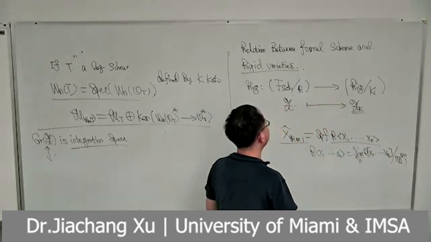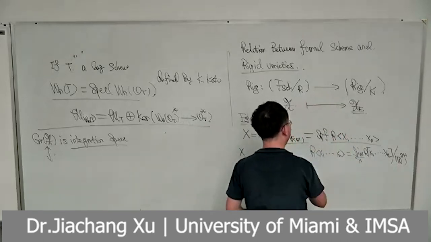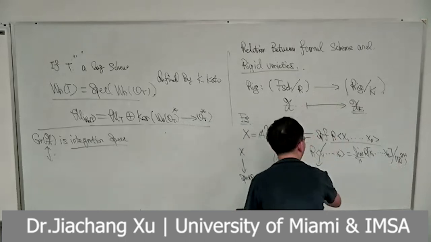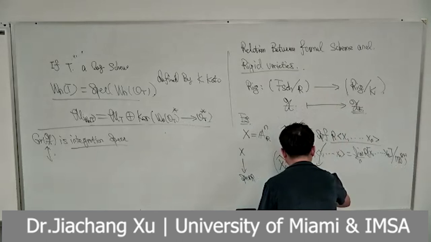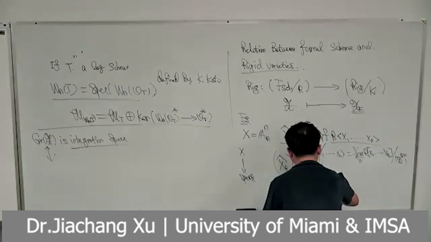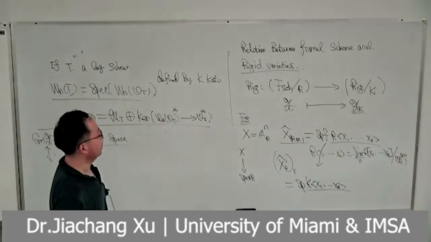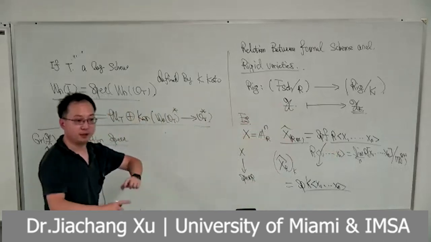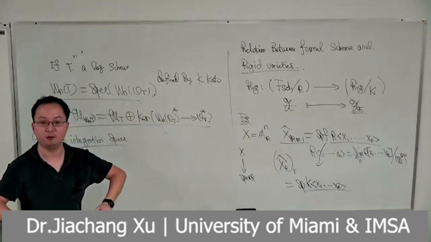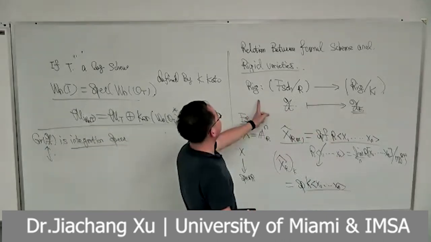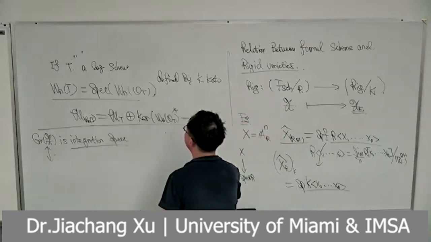Once we get this, we can define the generic fiber of this guy, with K, and you can define the rigid affine space. This functor satisfies the gluing property. So you can take any formal scheme, decompose it into affine pieces, use this functor and glue them together, and you will get a rigid variety. And the most important thing is that for this functor we have a factorization through formal blowing-ups.